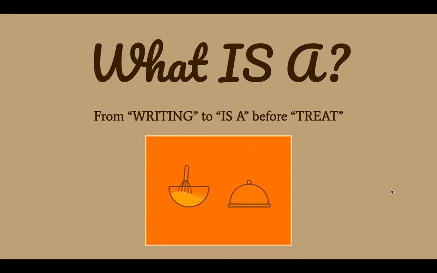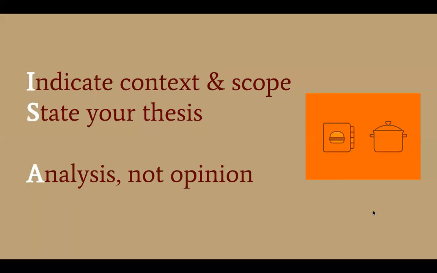So what is ISA? ISA is going to stand for three steps of the writing process beyond those preliminary steps covered by writing. So I is going to stand for indicate context and scope. S is for state your thesis. And A is for analysis, not opinion.